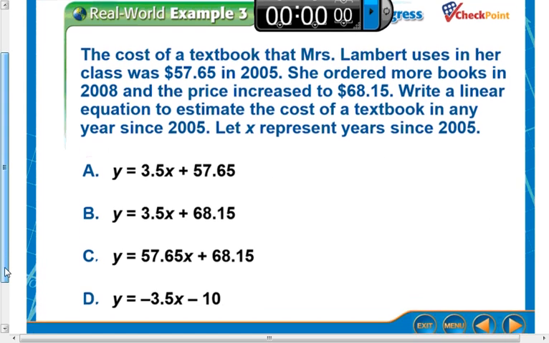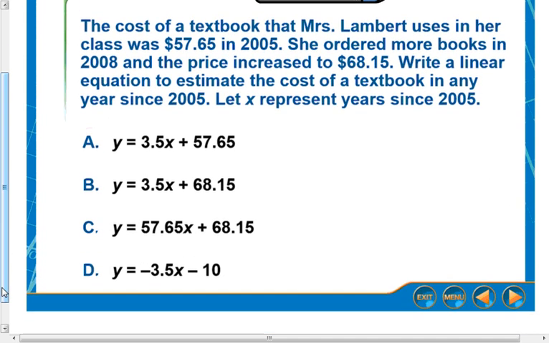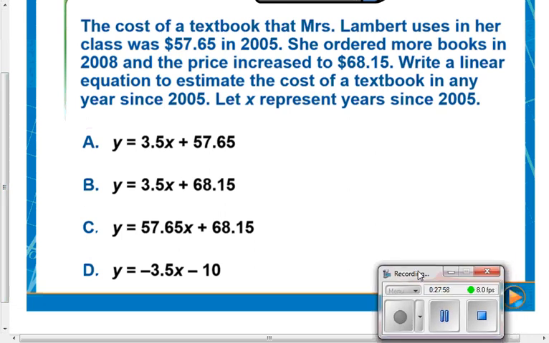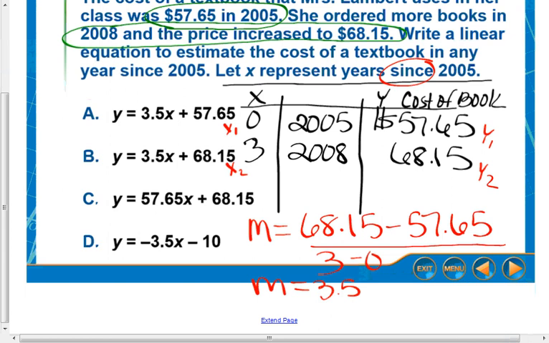So here we have a problem. Go ahead and pause it, solve it, do your work, okay, and check it with me. Okay, so how'd you do? I went ahead and started off for you. I made a table. I think one of the things that's really important is that you have to understand that x represents the years since 2005. And in 2005, how many years has it been since 2005? Well, 0. And in 2008, it's been 3 years since it was 2005. Do you see that? Do you see how we build that x value? Okay.